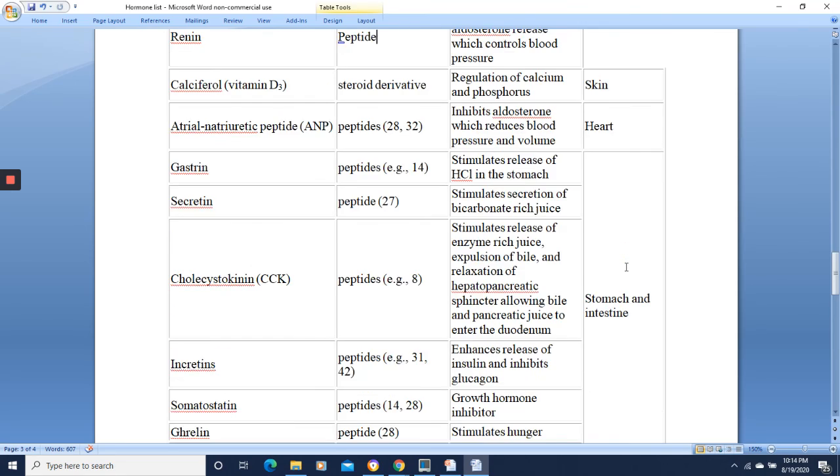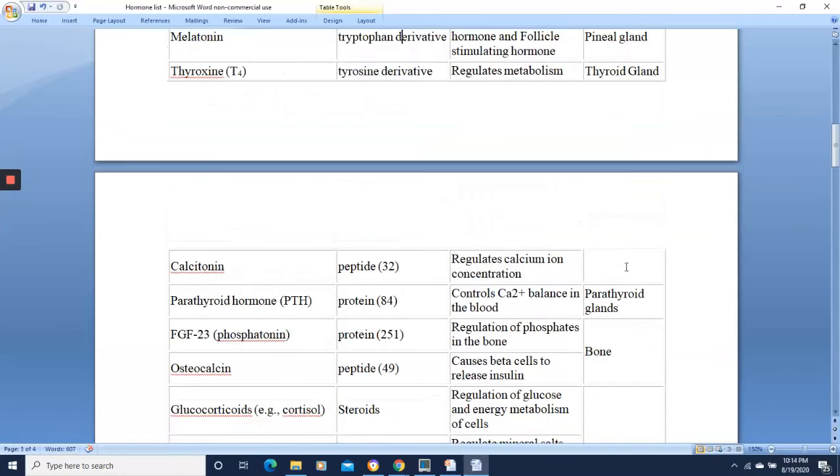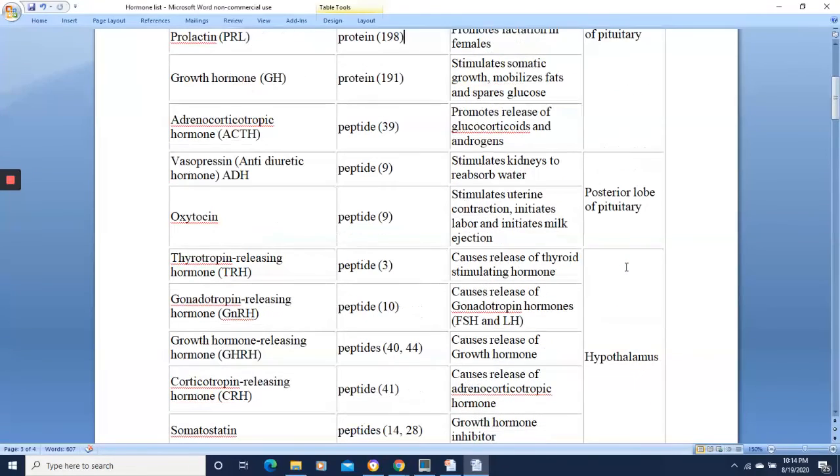Okay. Remember, I told you that these 2 are made in the hypothalamus, right? So you might want to download this and make a note of that on here, right? So they're made in the hypothalamus, right? I hope that helps. If this is on Blackboard, again, you can download this and study from it.